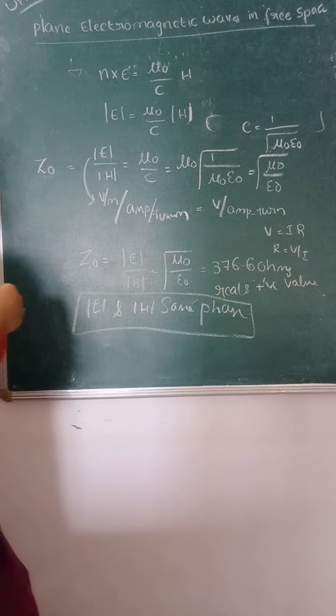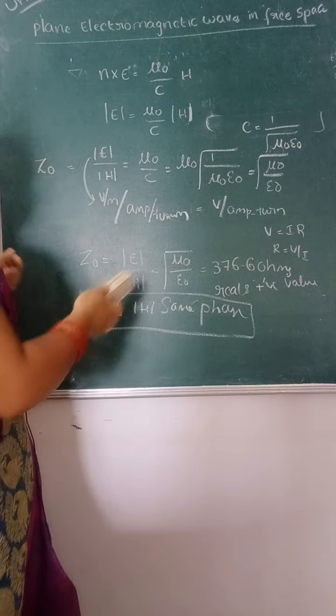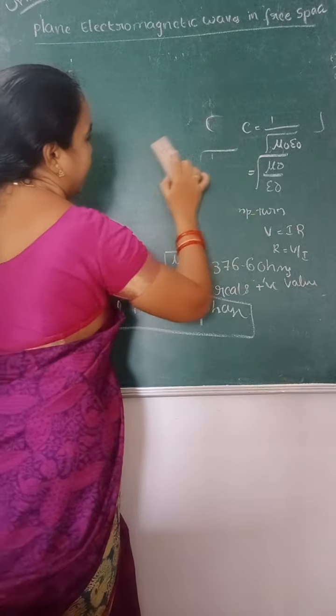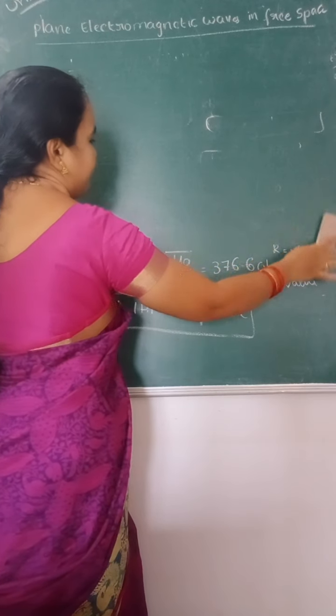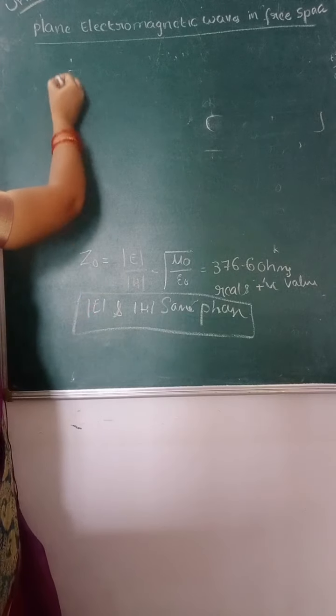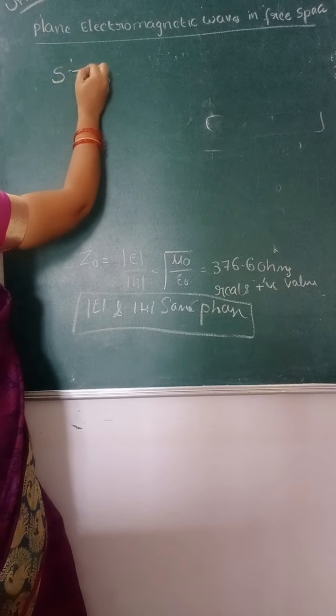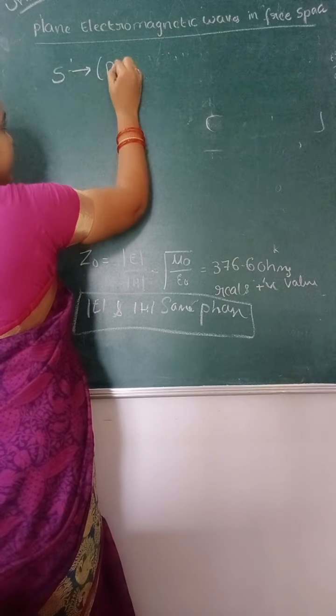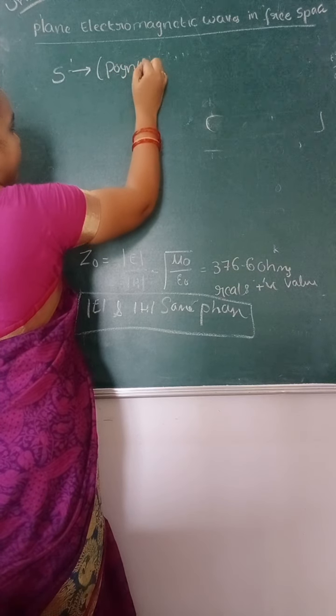Next, another quantity we want to calculate in free space for the plane electromagnetic wave is the Poynting vector. This is indicated with the letter S. S is nothing but the Poynting vector.